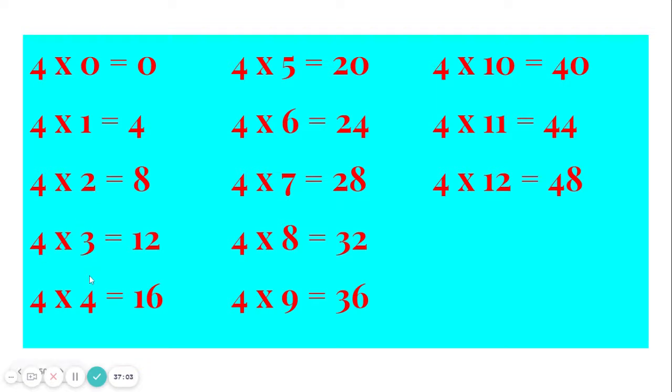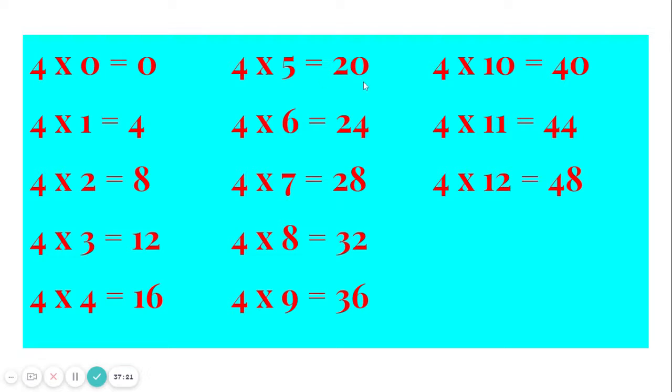4 times 3, that means we have 4 3s. 3 plus 3 is 6. 6 and 6 is 12. 4 times 4, we've got 4 4s. 4 and 4 is 8. 8 and 8 is 16.